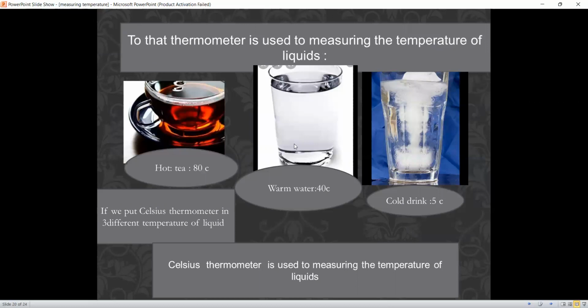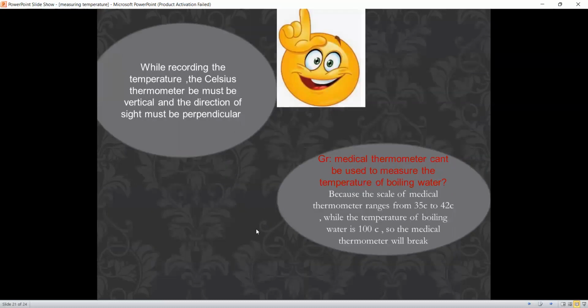If we record the temperature for different liquids, for example, hot tea is 80 Celsius, warm water 40 Celsius, cold drink only 5 degrees. So if we put the Celsius thermometer in 3 different temperatures of liquid, it will record the temperature of these liquids. How can we take the reading, or how can we record the reading? It must be vertical, and the direction of sight must be perpendicular.